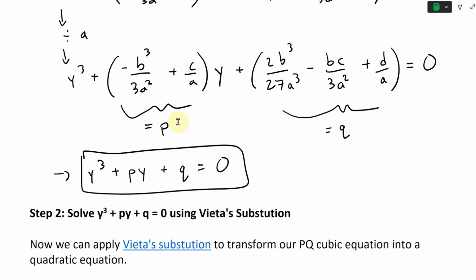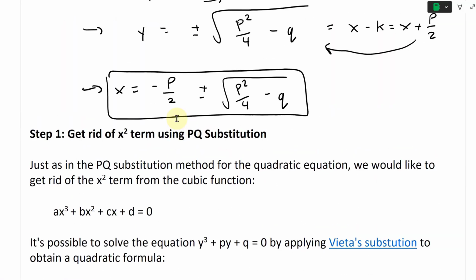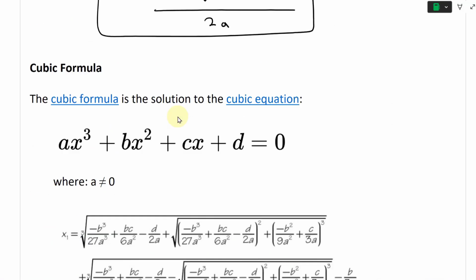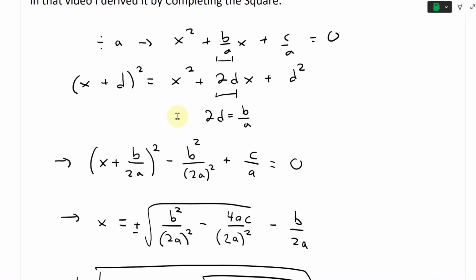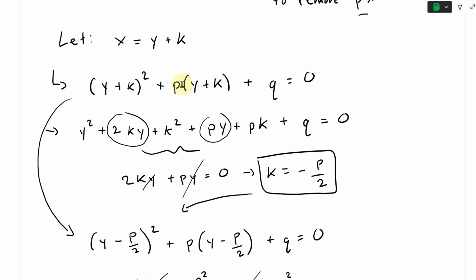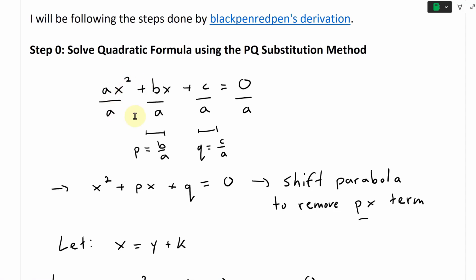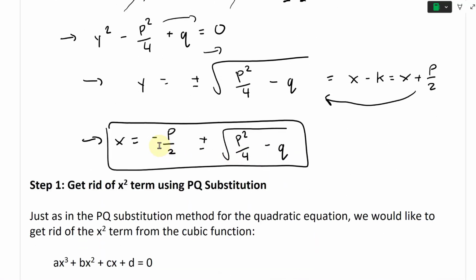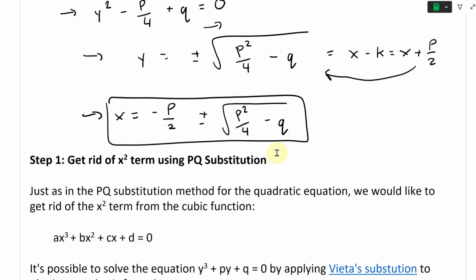And again, if we scroll all the way back up to our PQ format, this is when we had the quadratic formula. All right, so there's the quadratic formula and PQ substitution method. We converted this, dividing it out, so we get x squared plus px plus q equals 0, and then shift it over, and we end up getting x equals negative p over 2 plus or minus square root of p squared divided by 4 minus q.